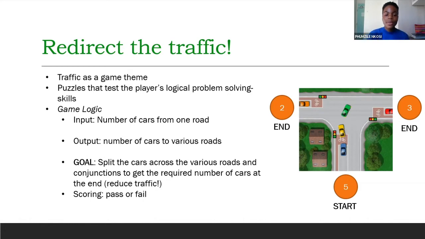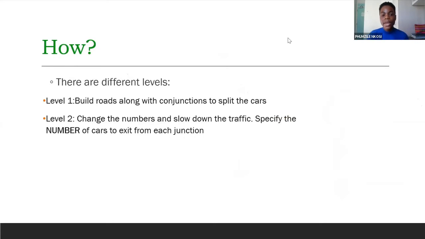The scoring mechanism that we use is a plain pass or fail. How do we do that? We have different levels. Level 1 is a little bit simpler compared to level 2. The player is able to draw the roads and the junctions and configure the routes so the cars can split to the required number and get the output. In level 2, we have an intense situation where we have the roads and junctions built for you, so you have to specify the number of cars to exit from each junction.